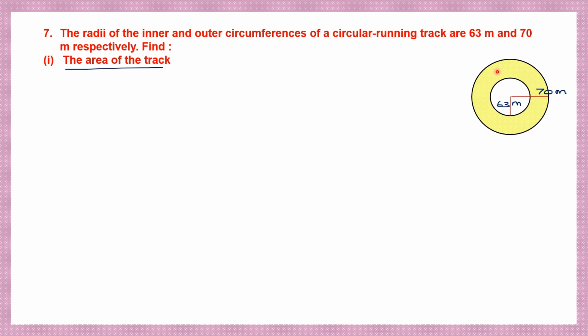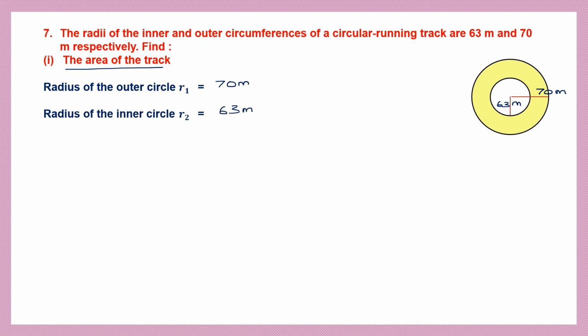Now we have to first find the area of the track. Now this portion that is shaded here is the track. Now how do we find it? Again, we have to find the area of the outer circle, find the area of the inner circle, subtract both, and you will get the area of the path. So now the radius of the outer circle is 70 meters. The radius of the inner circle is 63 meters. Now to find the area of the track, area of the first circle minus the area of the second circle.